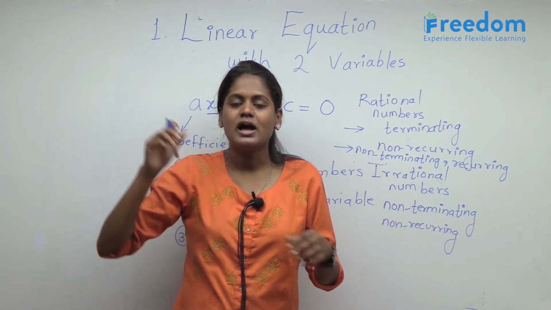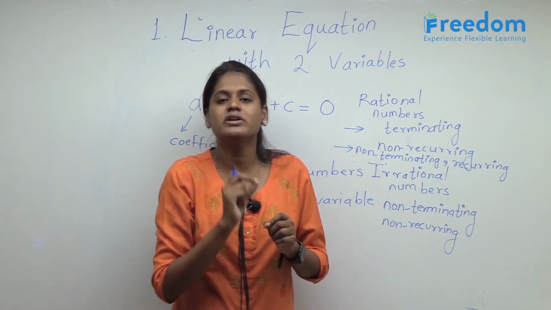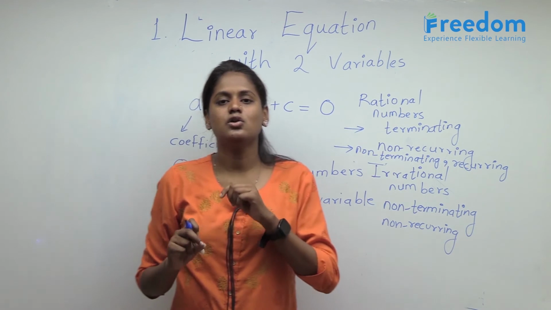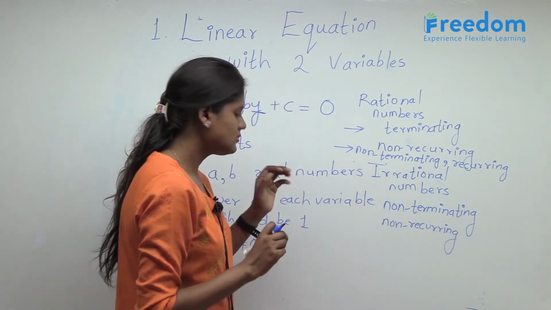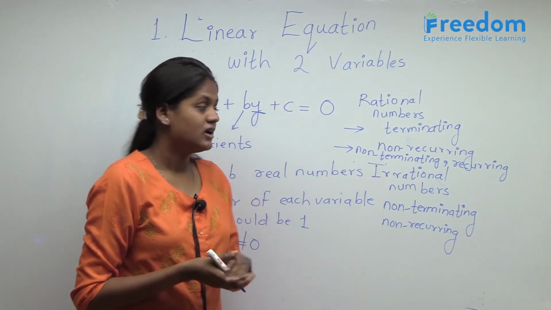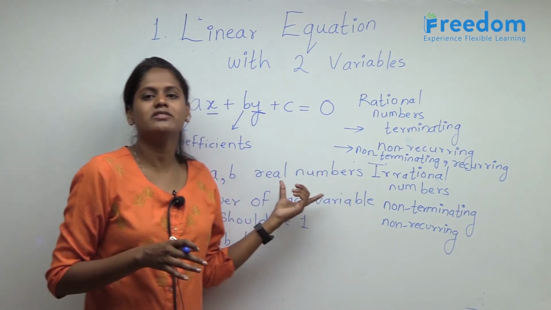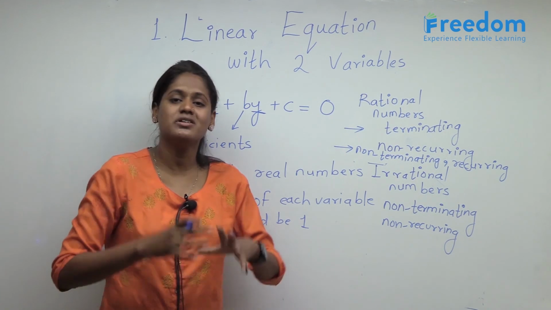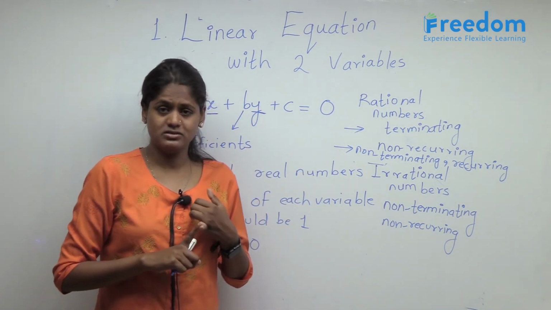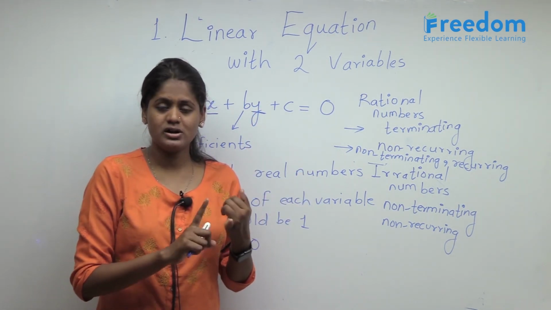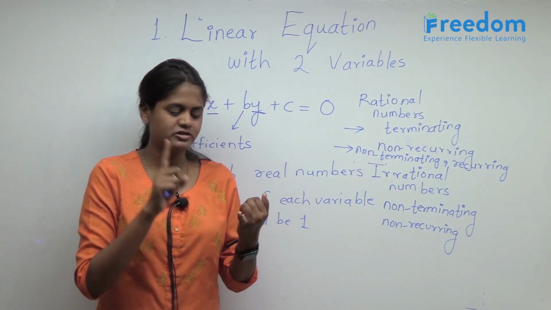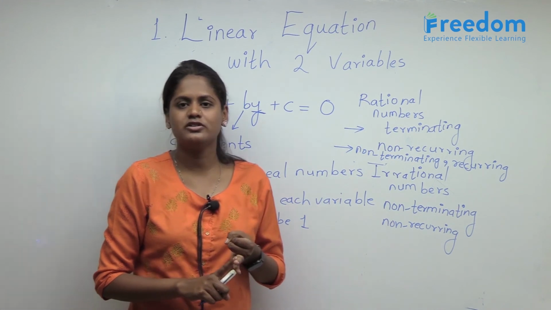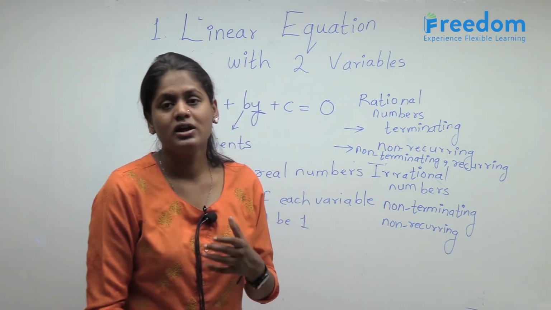Like 0.456789 in this manner, and a single number is not getting repeated. Understood? So it is called non-terminating and non-recurring. These are irrational numbers. Now both these kinds of numbers are called real numbers. Real number is a very big concept. It is made up of natural numbers, whole numbers, integers, rational and irrational numbers. Understood? This is about your real numbers.